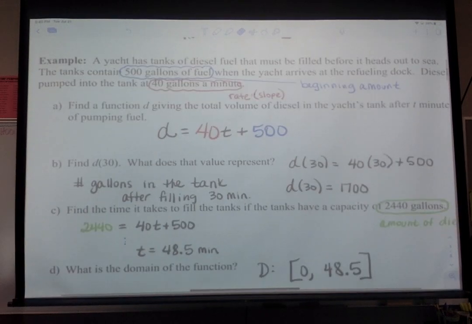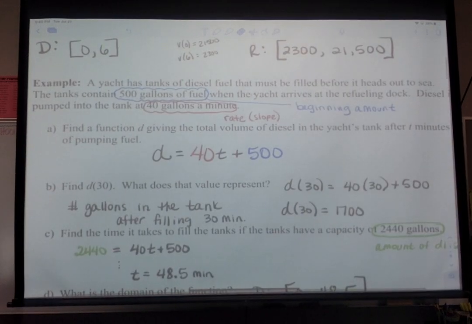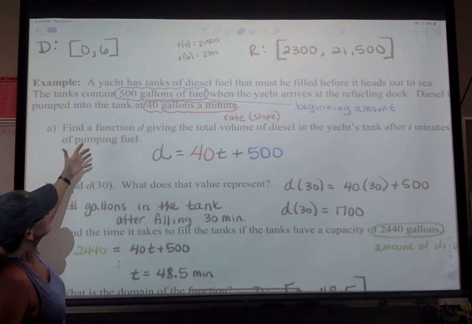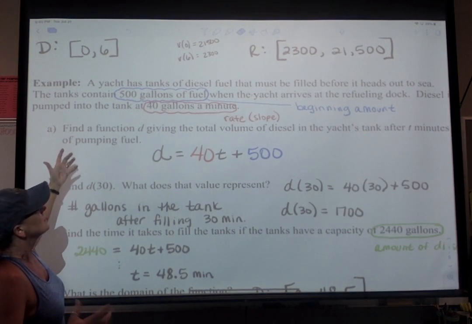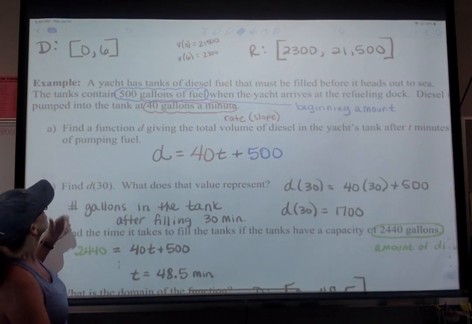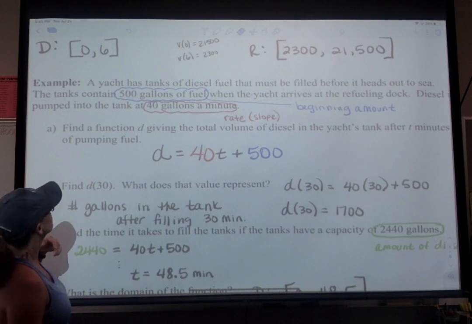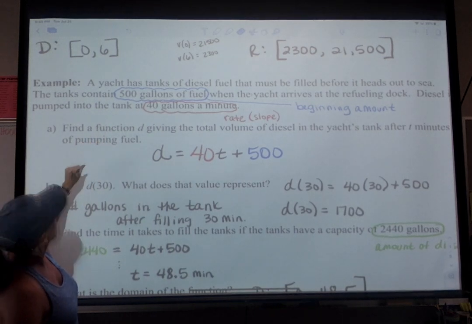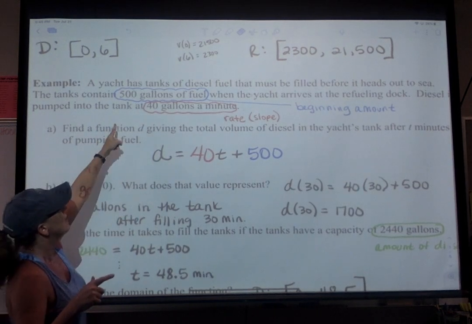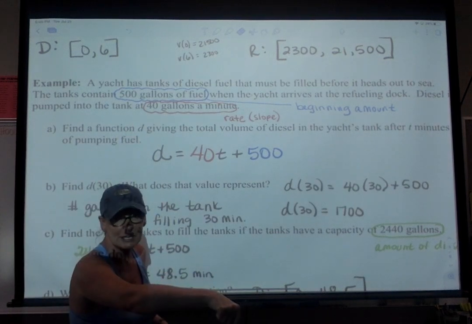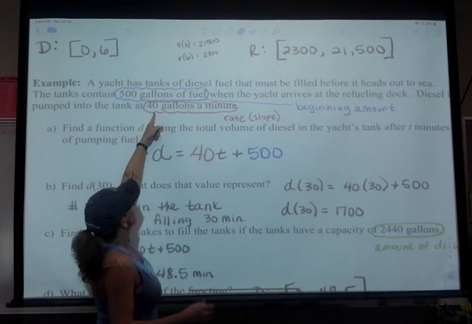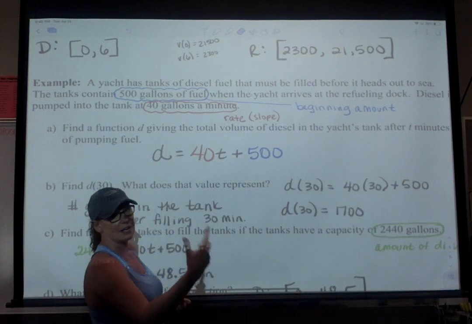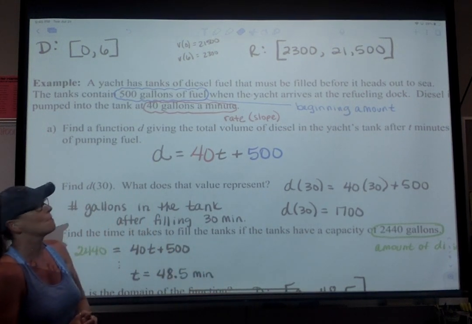All right, next problem. Similar, but you have to write the equation. It's telling you that this is a yacht that's being filled with diesel fuel. So let's see. It starts out with 500 gallons, and we're going to put more in it. We squeeze the handle, and it's flowing in at a rate of 40 gallons per minute.